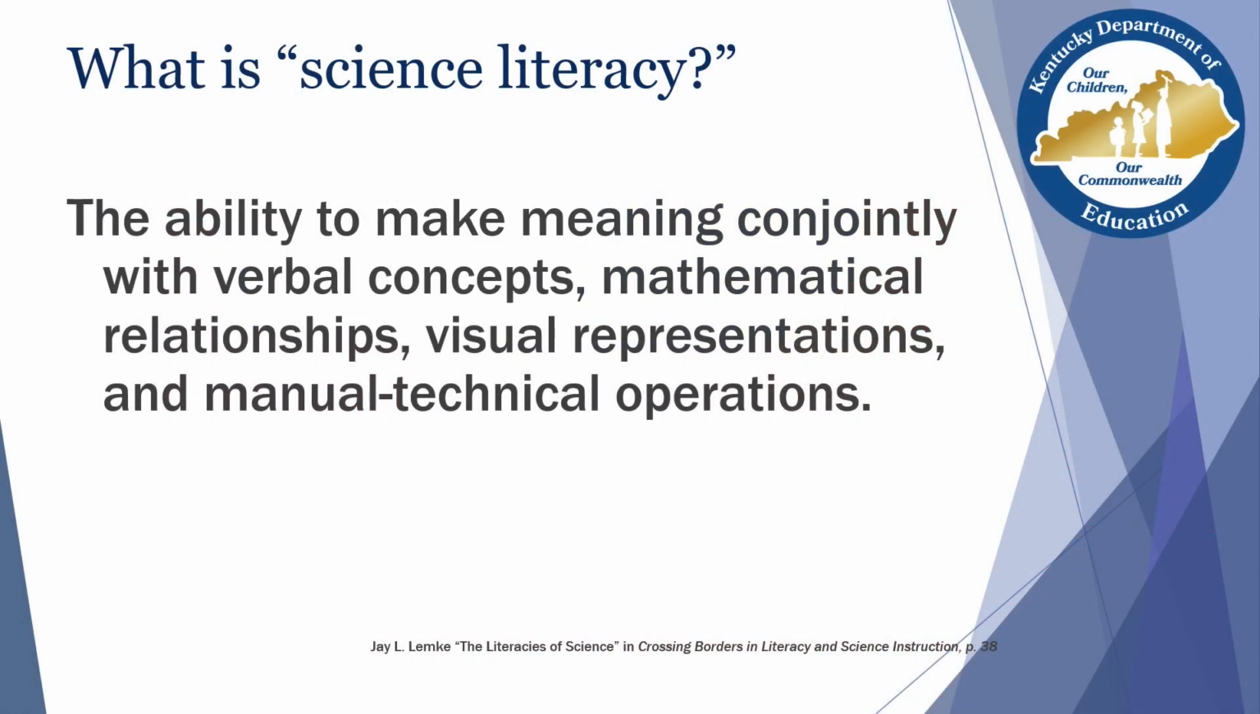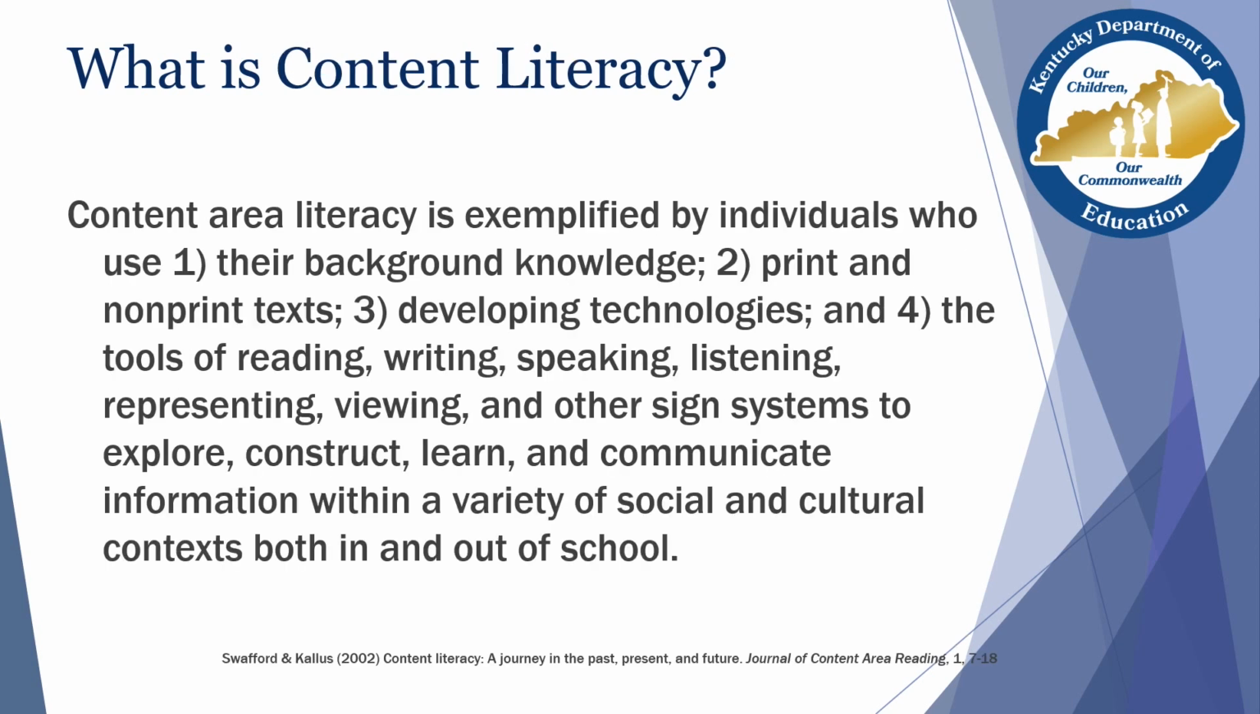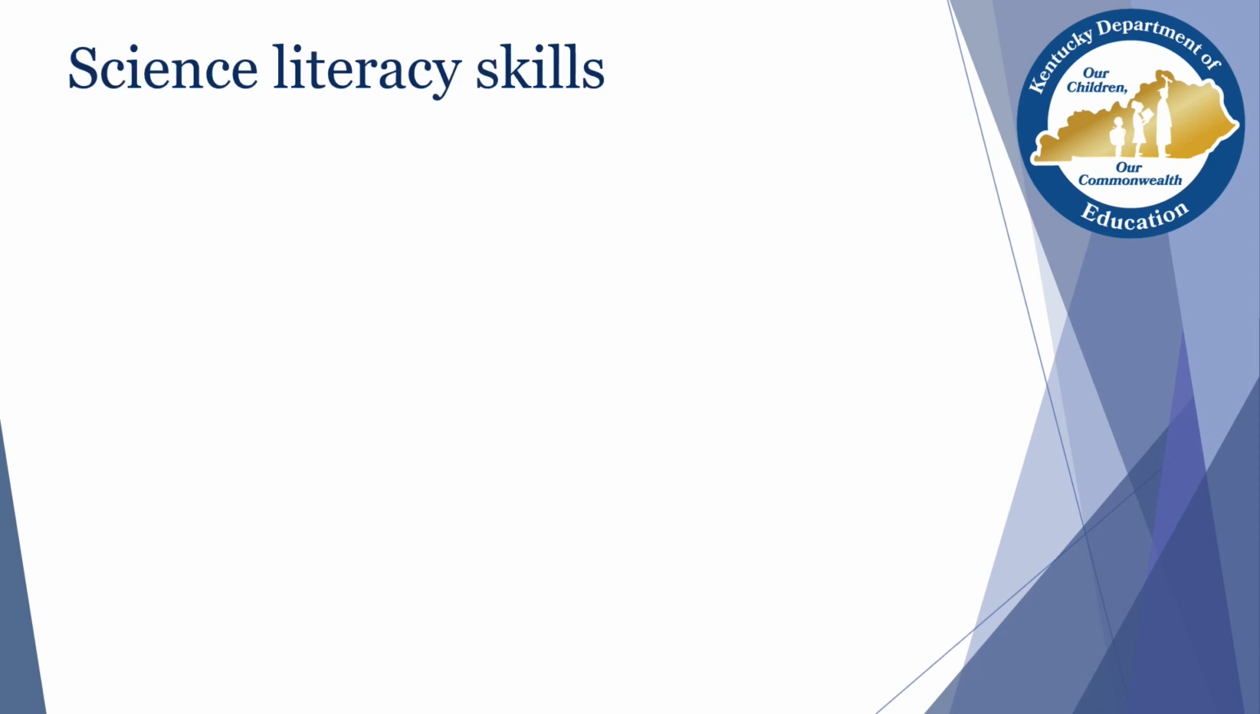So what is that small L literacy? That small L literacy is the ability to make meaning conjointly with verbal concepts, mathematical relationships, visual representations, and manual technical operations. This is according to Lemke. So really it goes back to that number 4 that we had on the previous slide. It's taking those tools together to construct meaning and communicate that meaning. That would be that small L literacy.